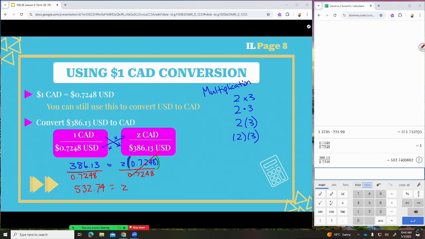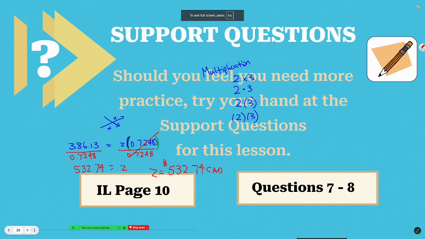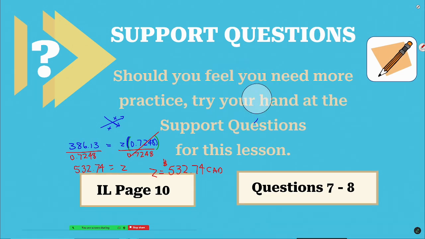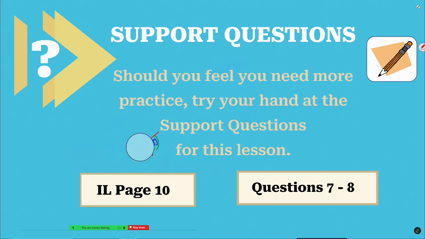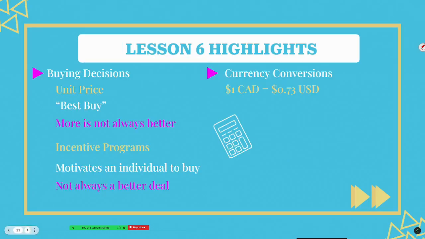So if we are converting $386.13 USD, that means that it equals $532.74 Canadian. So we're just using our ratios, we're setting up what we know, keeping our same units on the same plane. Remember, if it's going to be American on top, you keep American across the entire top. If it's going to be Canadian on the top, you keep Canadian across the entire top. If you want extra practice, turn to page 10 and try support questions 7 and 8.